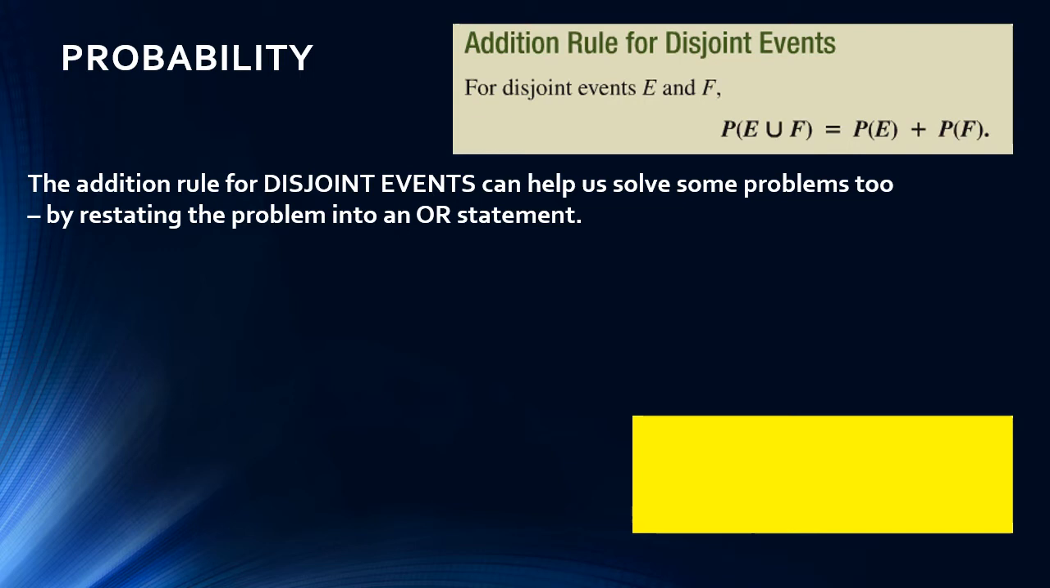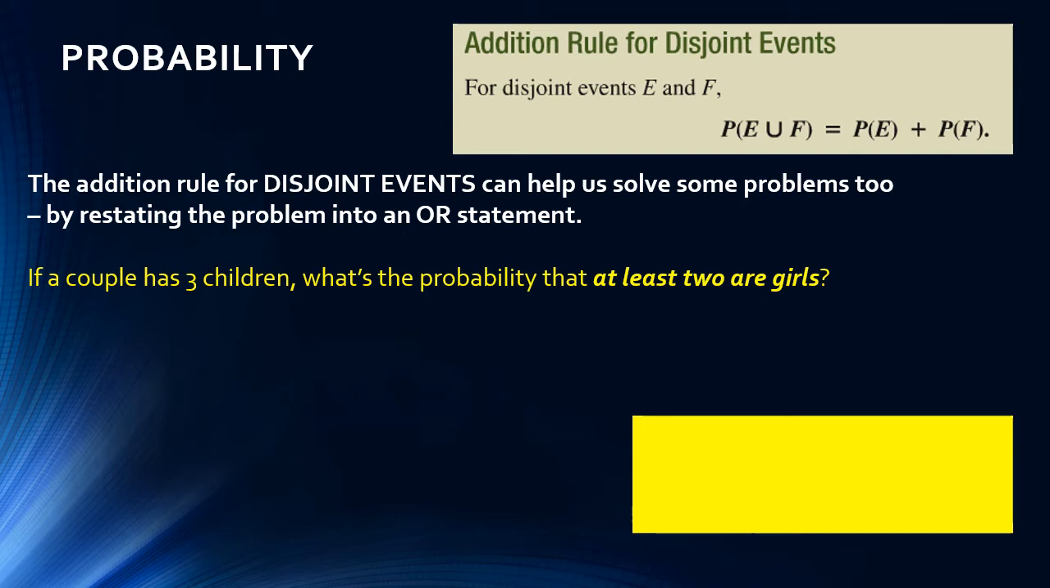If a couple has 3 children, what's the probability that at least 2 are girls? Now, it's really important when you're figuring out probabilities that you're very exact. So the couple has 3 children. What's the probability that at least 2 are girls? At least, at most, is not exact. How many girls are we talking about if we're talking about at least 2 girls? Well, we're talking that there are 2 girls or 3 girls. So what we're really trying to figure out is the probability that there are 2 or 3 girls. So we can do that kind of probability.